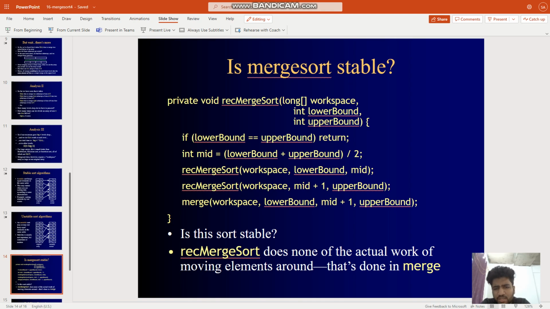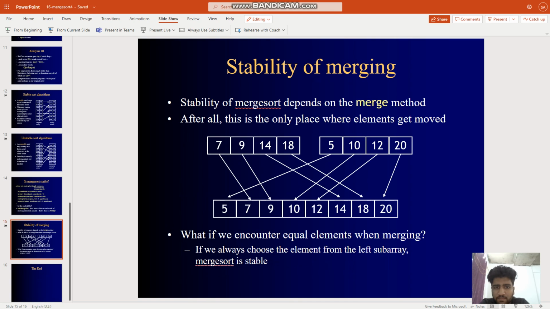Is merge sort stable? Recursive merge sort does none of the actual work of moving elements around; that's done in merge. Stability of merge sort depends upon the merge method. After all, this is the only place where elements get moved. Same, I arrange them again in ascending order. The given example.